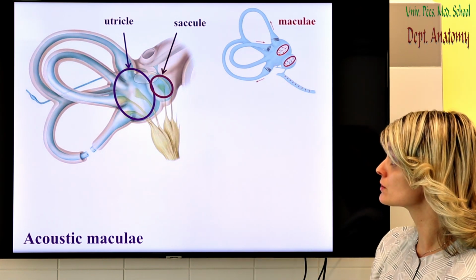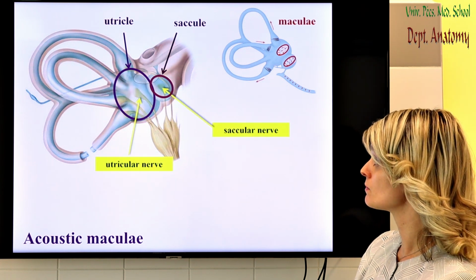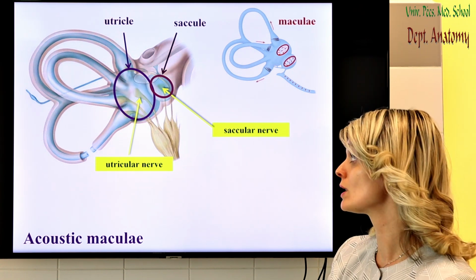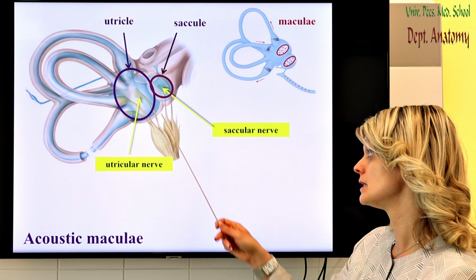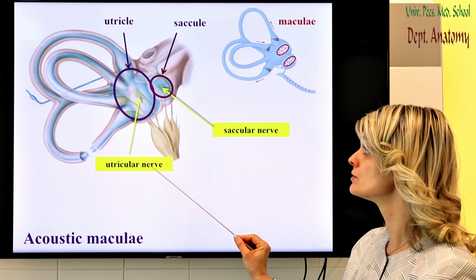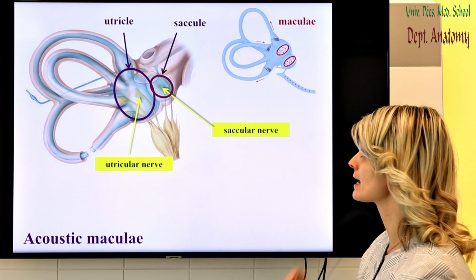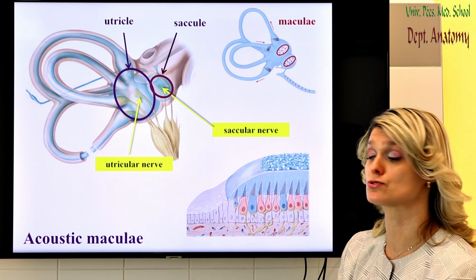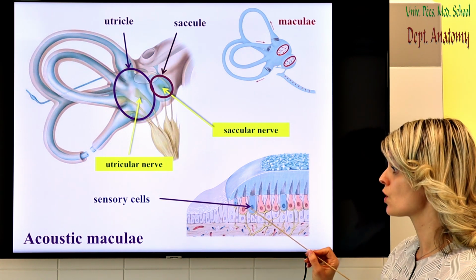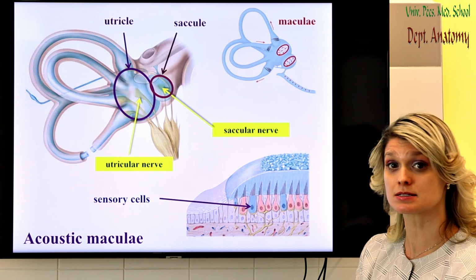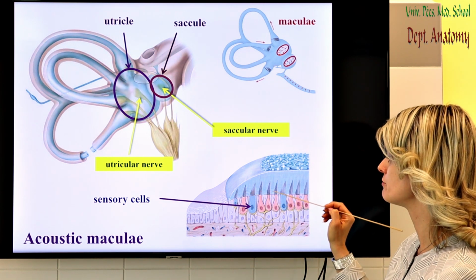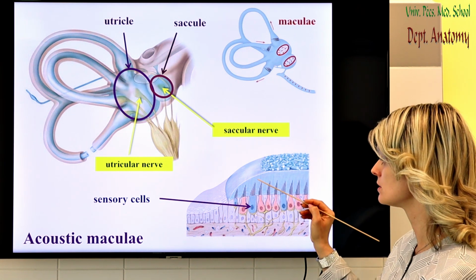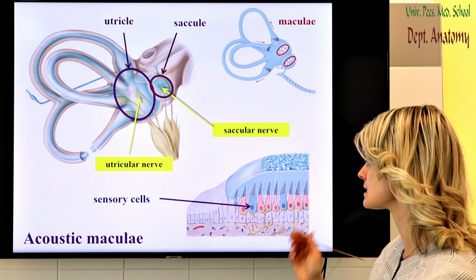So if we see the microscopic structure of this macula, I would like to show you the nerves, of course, which will collect the information from the receptors. So the utricular nerve from the utricle and the saccular nerve from the saccule. And here you can see the microscopic structure of the macula, which consists of special sensory cells. Here you can see the superficial modifications of the sensory cells, which are stereocilia, and one kinocilium we have there on one side.